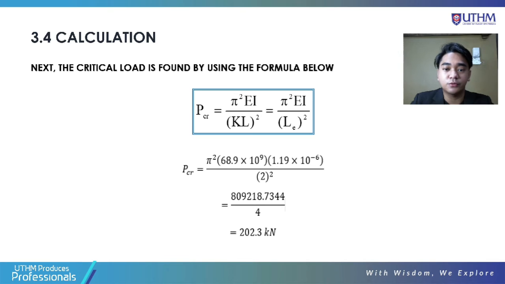Next, the critical load is found by using the formula below. E is the Young's modulus of the material of the column. For this project, we use aluminium. And I is the least moment of inertia. So we substitute the values into the formula. For the Young's modulus, E, it is 68.9 times 10 to the power of 9, multiplied by pi squared and multiplied by the value of the least moment of inertia, which is the y-axis value, 1.19 times 10 to the power of -6, and divided by the effective length, which is 2, squared. So the value of the critical load for this project is 202.3 kN.